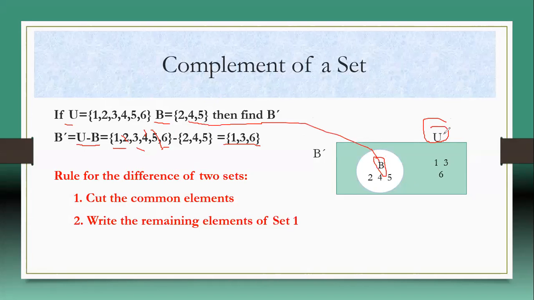Now what about the universal set? The universal set contains 1 till 6. So write down 1. 2 is already inside it. 3, 4 is already there. 5 is already there. And 6.